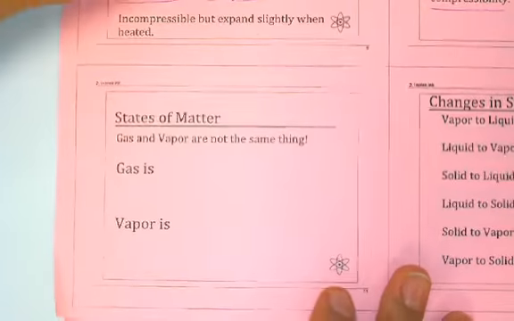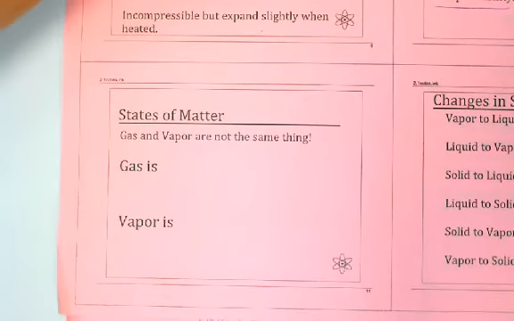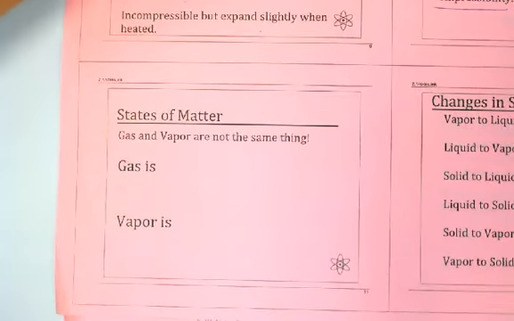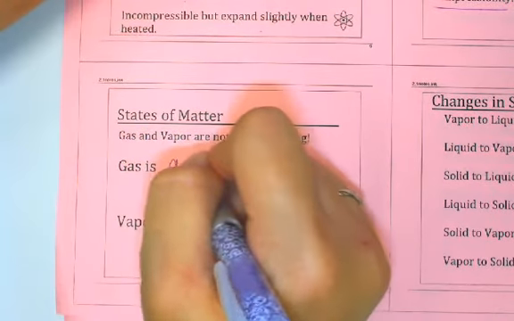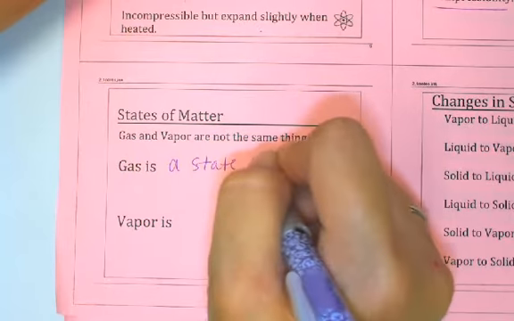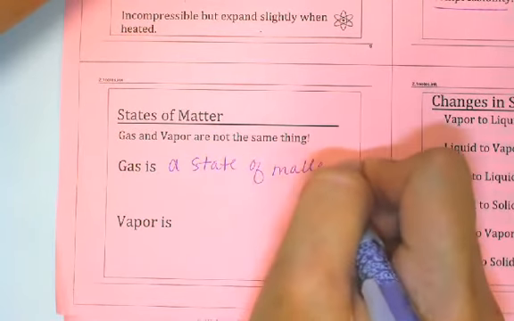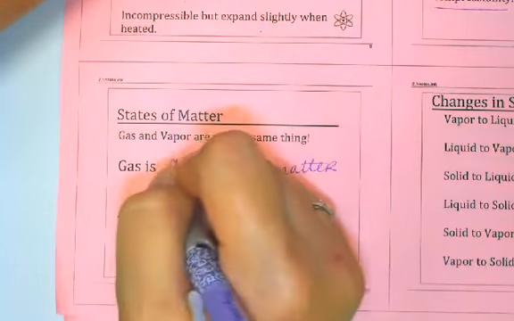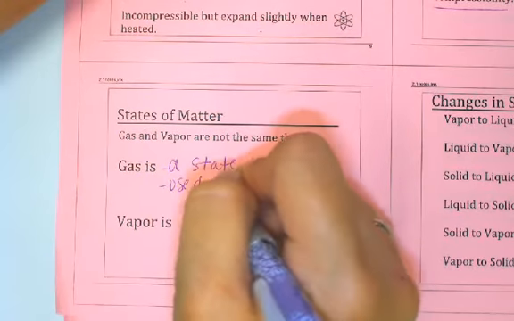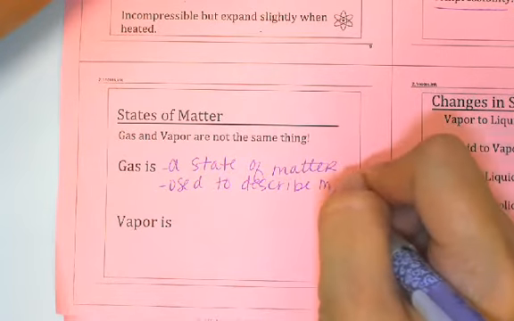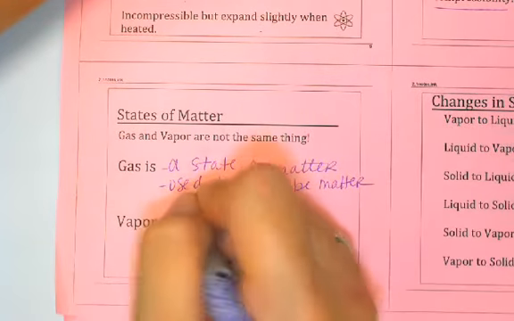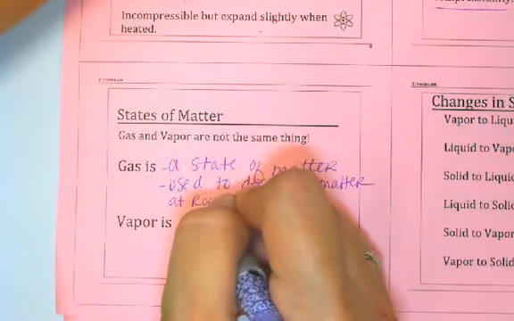Two terms that are often used interchangeably, which is okay, but they mean different things. Gas and vapor are not the same thing. Okay? Gas is a state of matter and it's used to describe matter at room temperature.